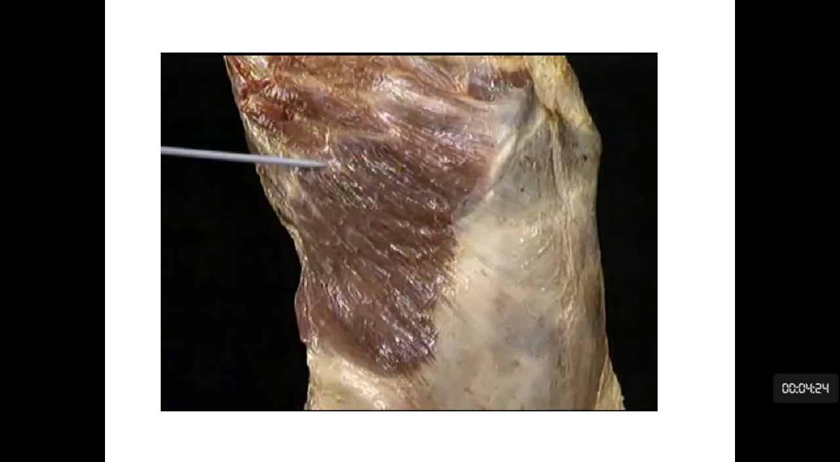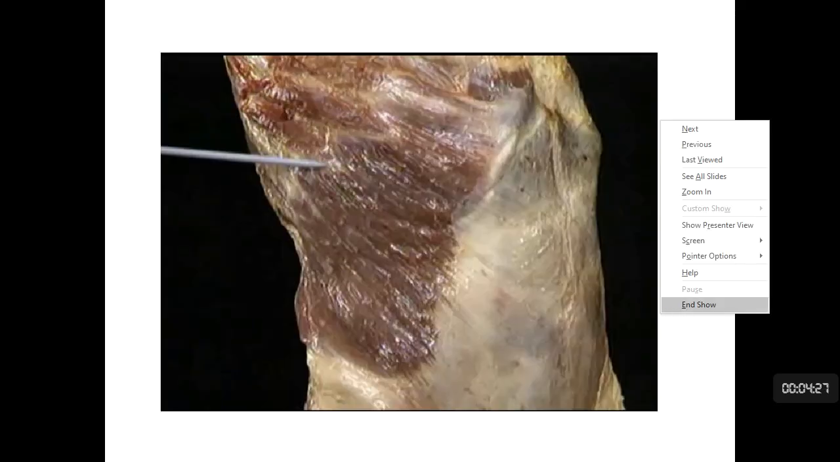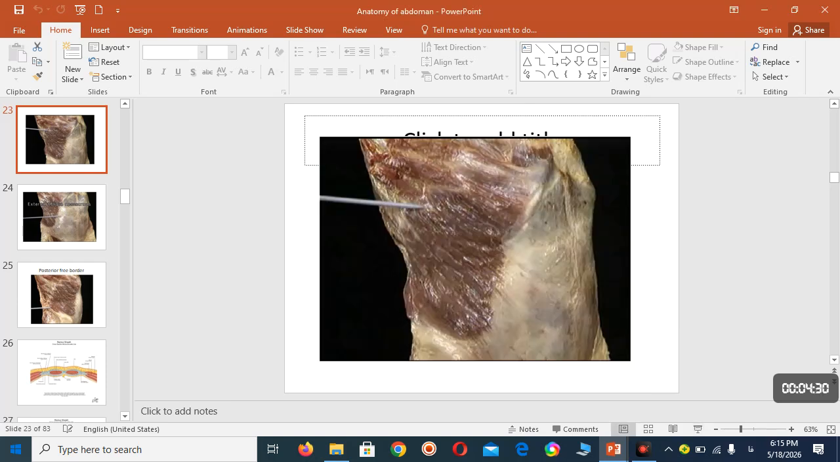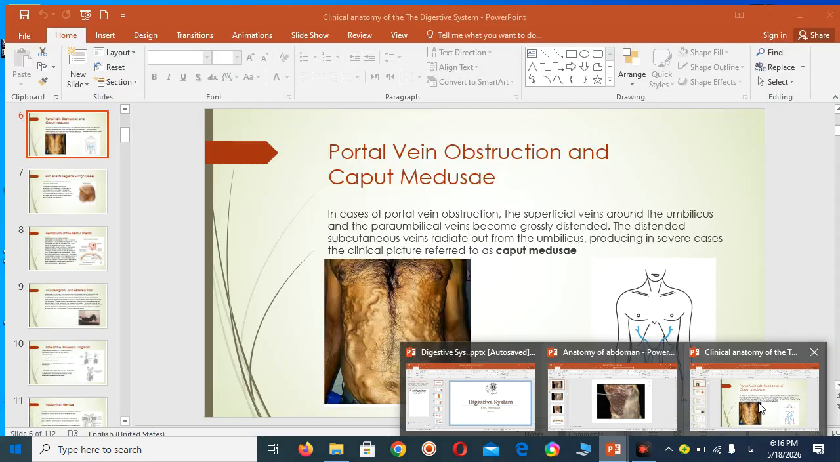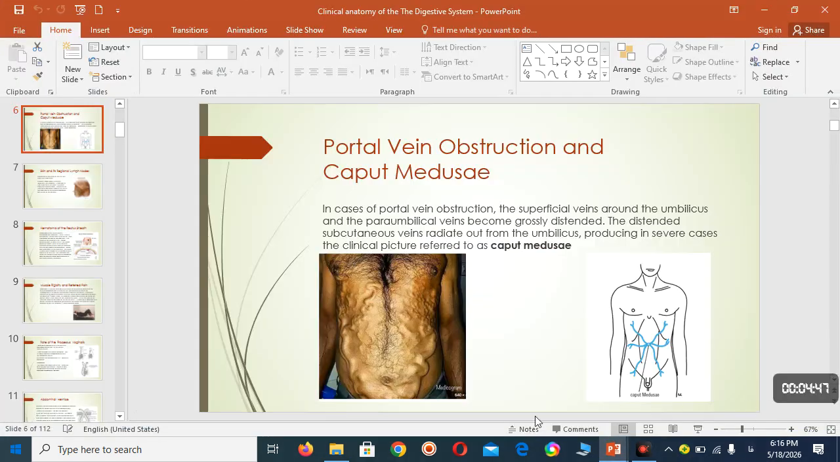Now we are going to another part of the lesson, the clinical notes. Here is the umbilicus. Around the umbilicus we have many superficial veins. They look like the head of a fish. This is caput medusae.